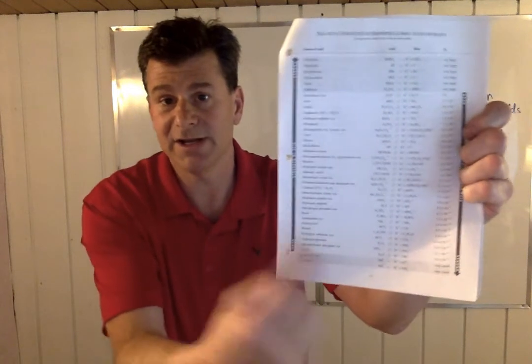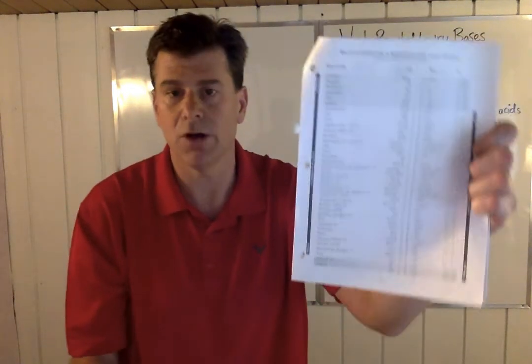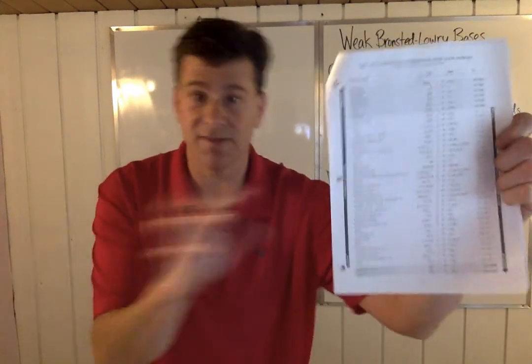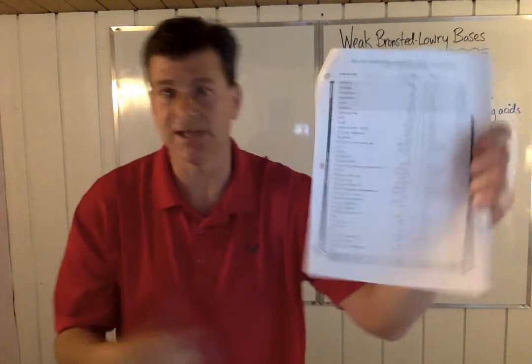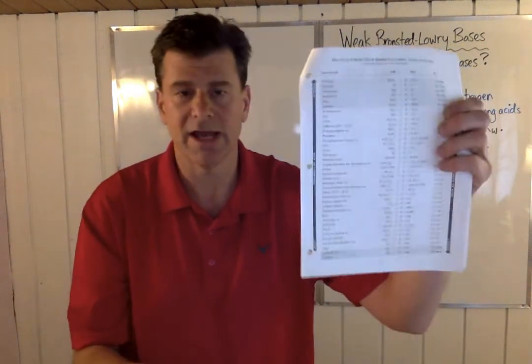So NH3 can act as a base to form NH4+, and NH4+ can go back, lose an H, and form NH3. So both are weak, and they can go back and forth, back and forth. The H goes on and off quite easily, depending on what you mix it with and what you're starting with, I guess.